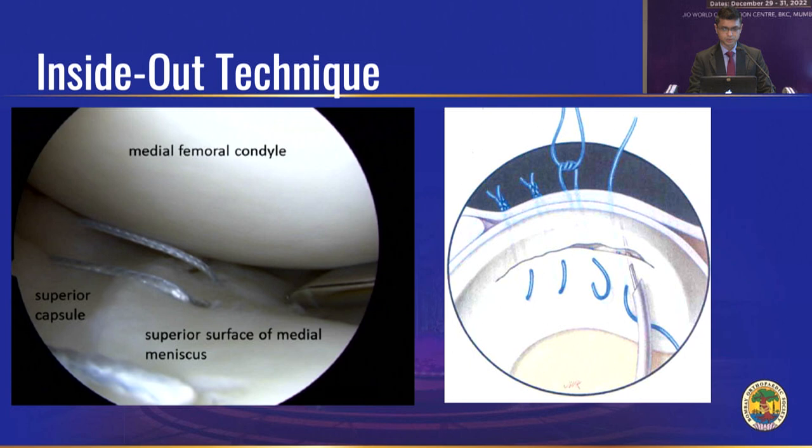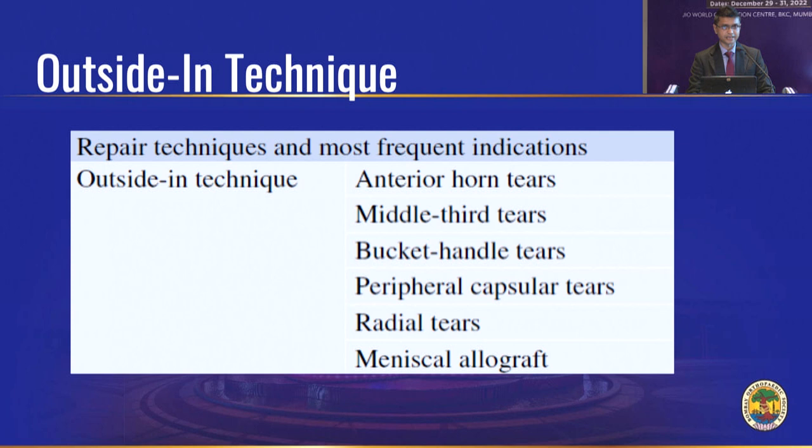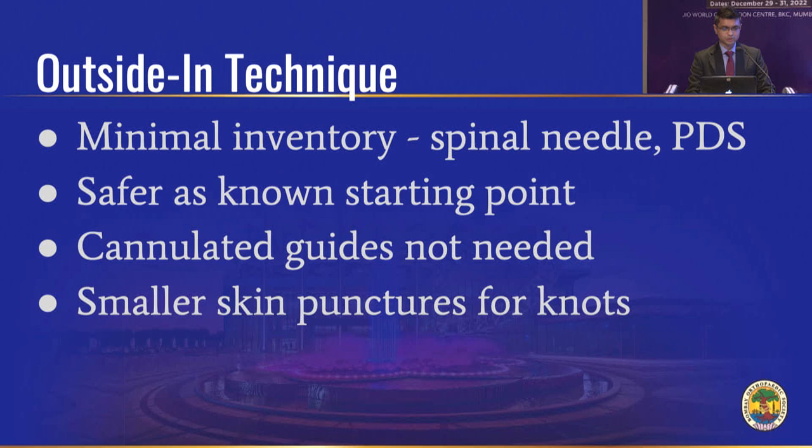For the outside-in technique, again, anterior horn tears is a good indication for doing this technique, and similar indications as were there for the inside-out technique. The outside-in technique is good because there's minimal inventory. Just need a spinal needle and maybe a 2-0 or 3-0 Ethilon or Prolene. It's safer because the starting point is known.